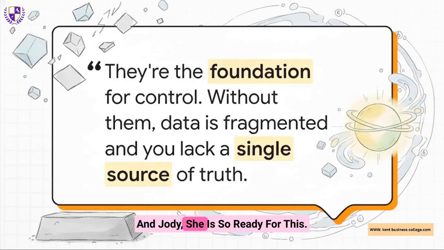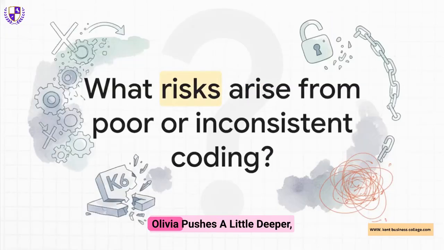And Jody, she is so ready for this. Listen to her answer. It's just so confident and sharp. She hits all the key points: foundation, fragmented data, unreliable reporting, and the big one, single source of truth. Yep, that is a distinction-level answer, no doubt about it. Okay, next question. Olivia pushes a little deeper, asking about the flip side. What happens when K6 goes wrong? Because understanding the risks is just as critical as knowing the benefits.